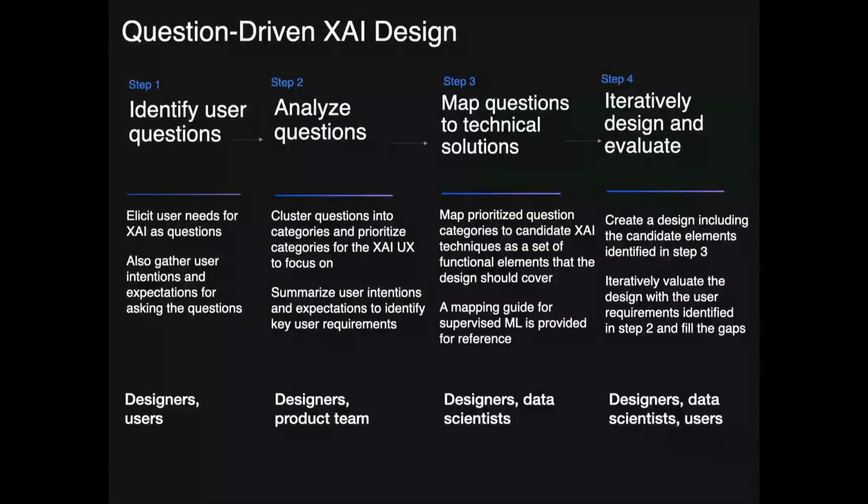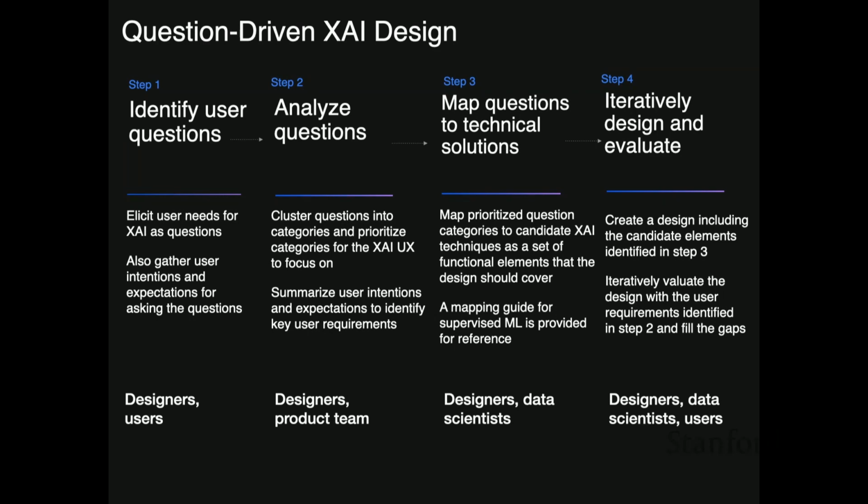So then we propose this question-driven XAI design process, which has 4 steps. The first step is to identify your user questions, and this can really be just a lightweight exercise in your user research. Introduce the AI system, get people's reactions, and follow by asking what kind of questions they have. You want to gather the questions, analyze the questions, and identify priorities.